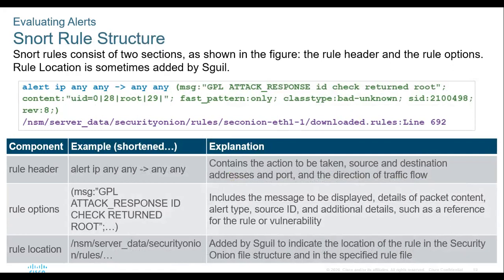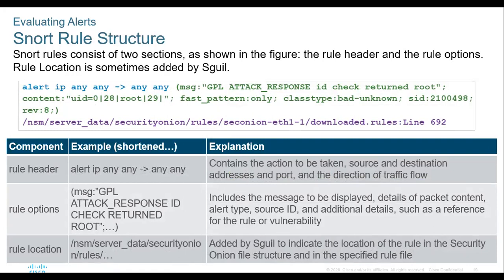Then we have another rule option, which is the message, GPL attack response ID check returned route. This includes the message to be displayed, details of packet content, alert type, source ID, and additional details, such as a reference for the rule or vulnerability. So that's what you have within this particular rule.